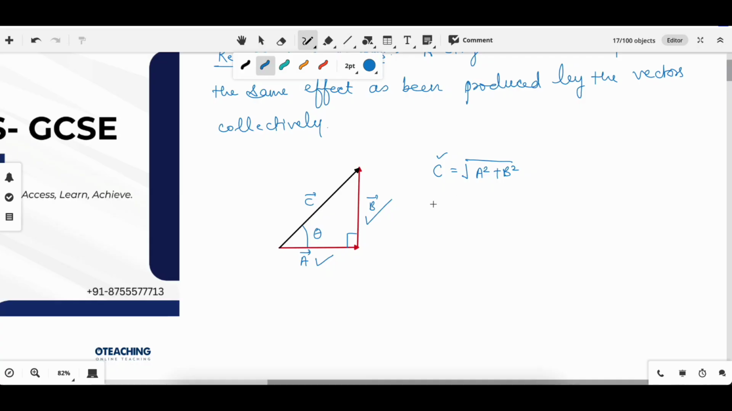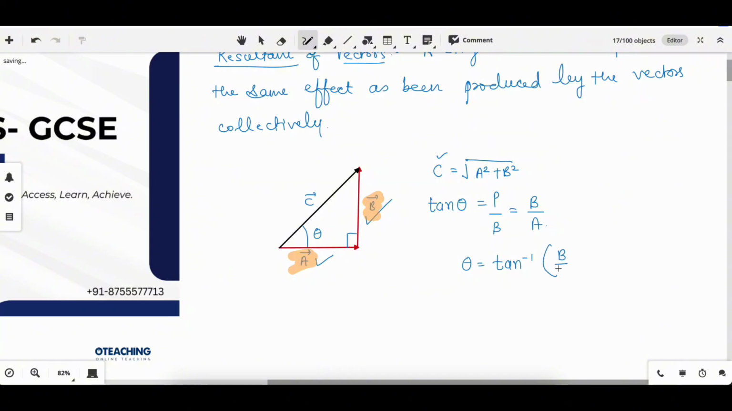As C is a vector, your angle is also important. So how would you calculate the angle? Using tangent theta. How would you calculate tangent theta? Using trigonometry, perpendicular over base. In this case, B is the perpendicular, A is the base. So here I'm talking about the magnitude only. So B divided by A. And in the calculator, you use a function which is called tangent inverse, and you plug in the value B divided by A, and that will give you the angle.